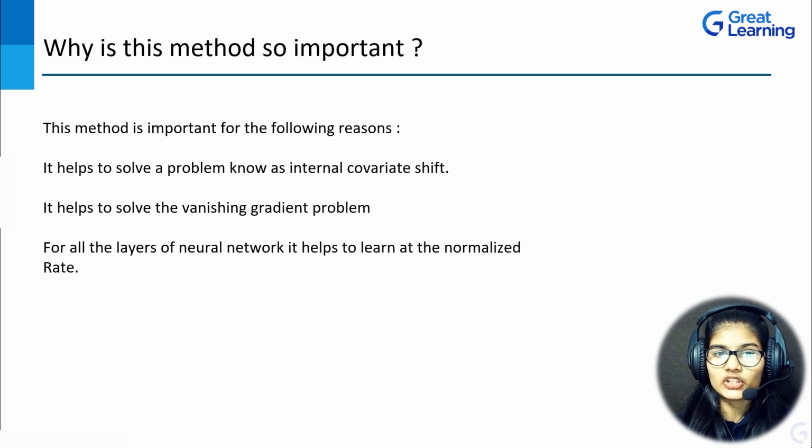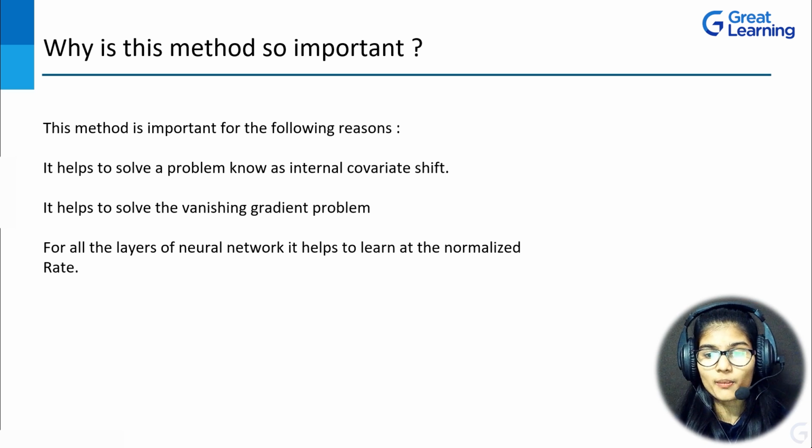Now, the next thing: why is this method so important? For all the layers of the neural network, it helps them to learn at a normalized rate. Whatever layers we have, it helps those layers to learn at a normal rate. So this is the third reason why this method is so important.